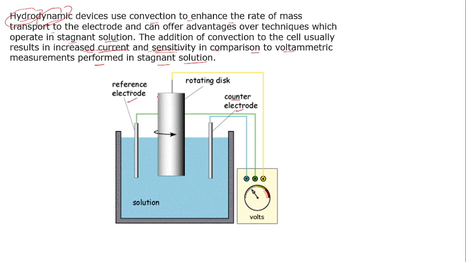Similarly here, you can see this is the counter electrode and this is the reference electrode. Current will not flow through the reference electrode, only the voltage will remain the same. It works with the working electrode and reference electrode, but the counter electrode is different. Current will flow between the working electrode and the counter electrode. This electrode is the working electrode, which is rotating here. So this is all about hydrodynamic voltammetry.